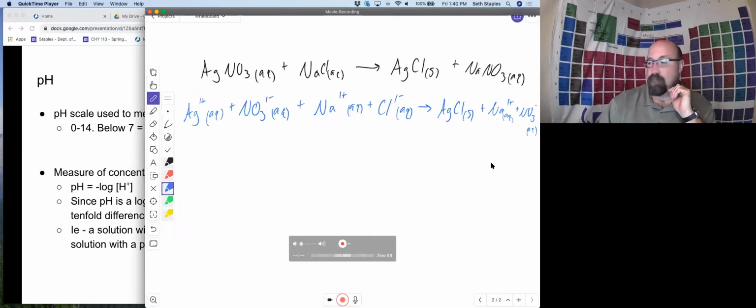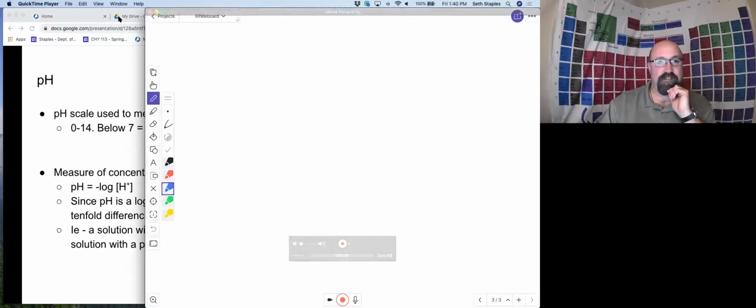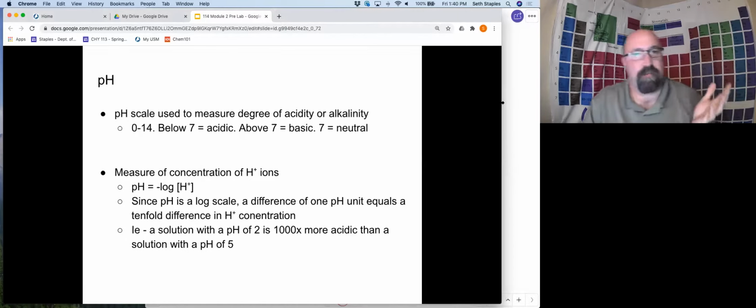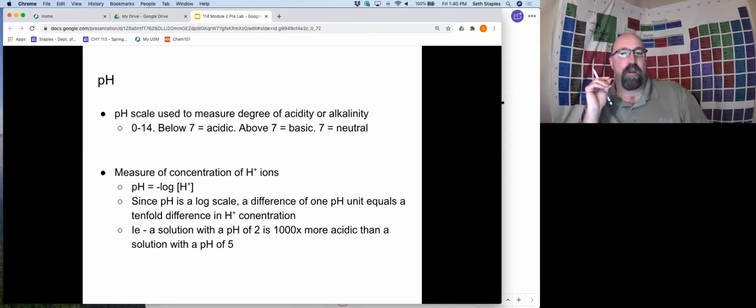pH. So again, most of you are at least somewhat familiar with the concept of pH. You've seen it before, probably were introduced to it the first time in maybe even an elementary school science course. Remember that our pH scale is between 0 and 14. Anything on that scale that's below 7 is considered acidic. Anything on the scale above 7 is considered basic. Anything that is right at 7 is considered neutral.